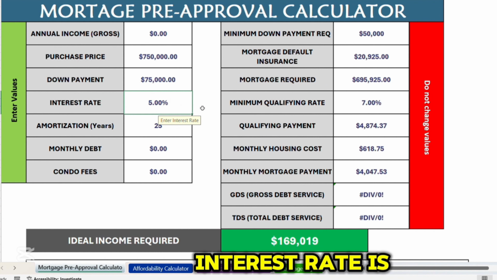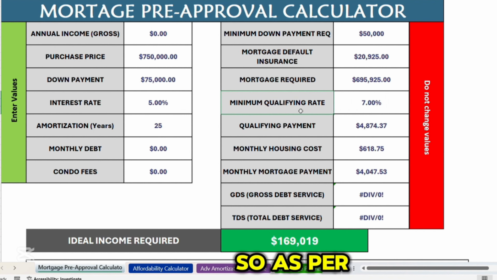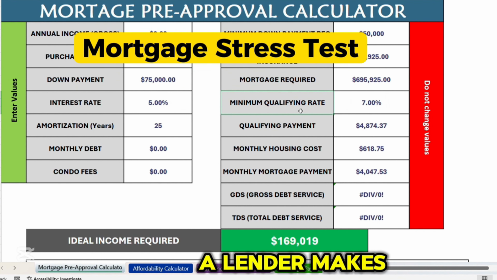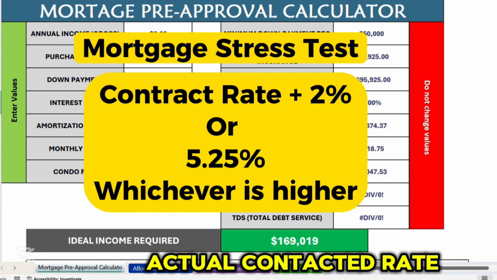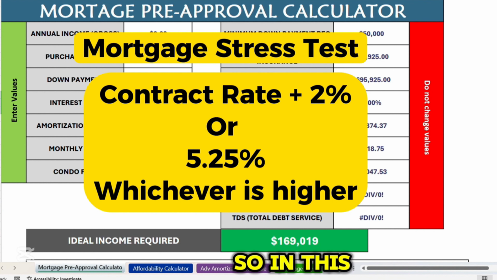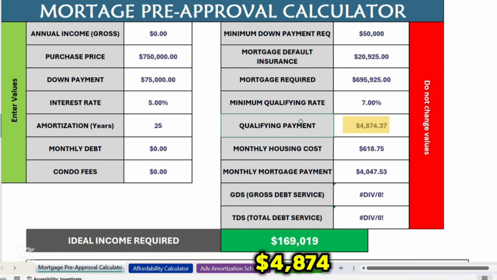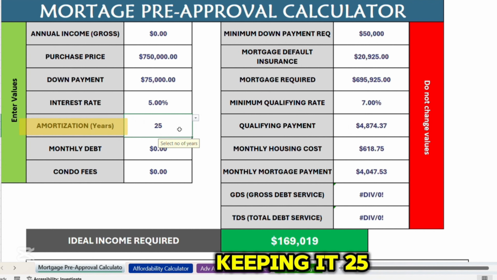So when the interest rate is 5%, the minimum qualifying rate would be 7%. So as per the mortgage stress test, the lender makes you eligible on the rate that is 2% more than your actual contracted rate, or 5.25%, whichever is higher. So in this case, your qualifying payment would be around $4,874. Amortization, I'm keeping it 25 years.